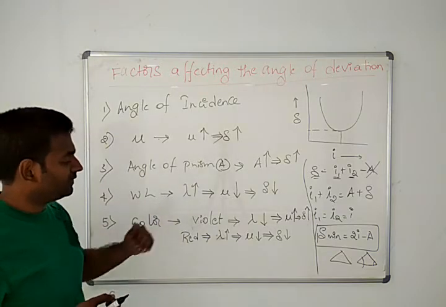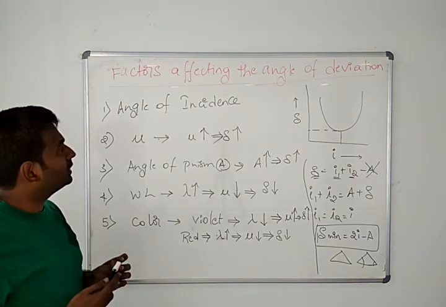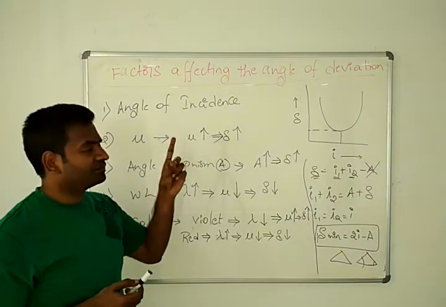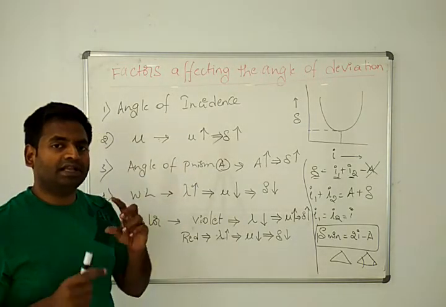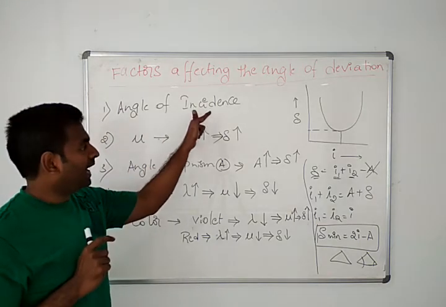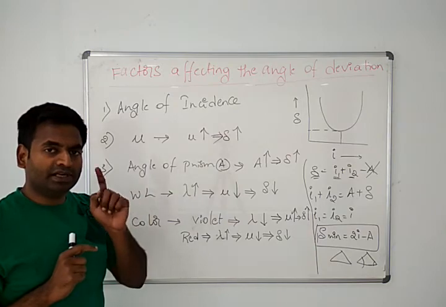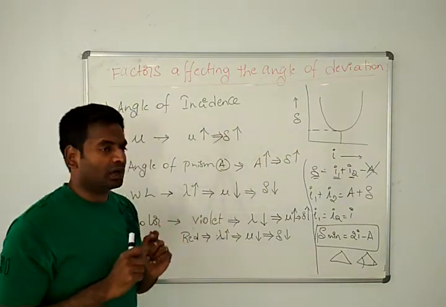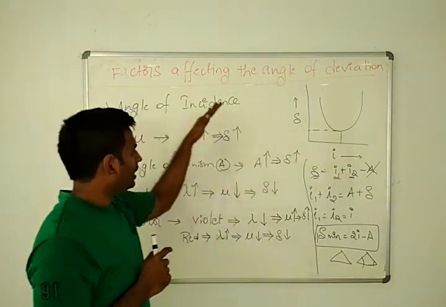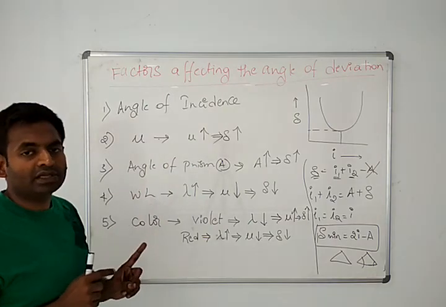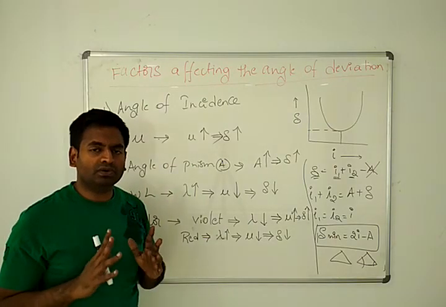So these are the factors that affect the angle of deviation in a prism, and do not get confused between these factors and the factors that are there in a rectangular glass slab. The only difference is that there the angle of incidence and the delta are directly proportional, but here it is not. Apart from that, everything else is exactly similar to that. So in the next video we are going to go to the new topic.